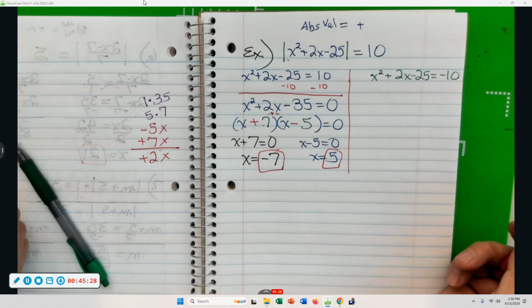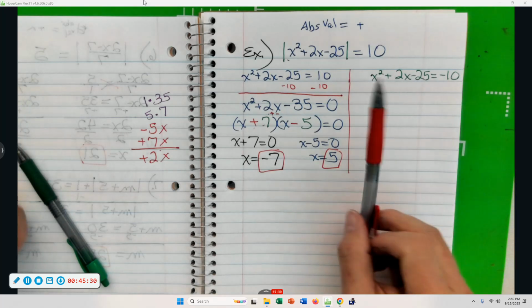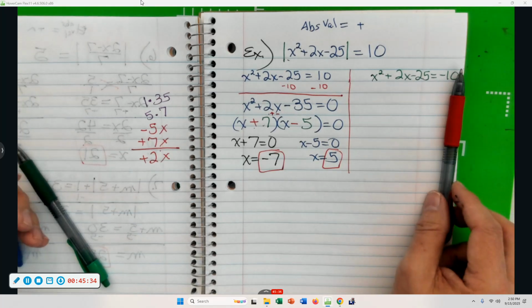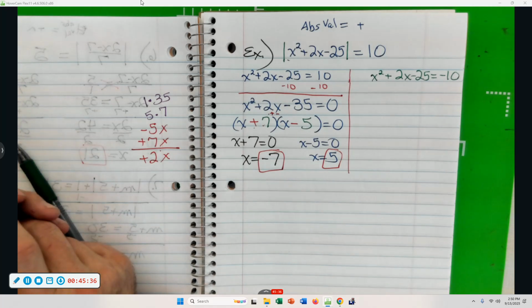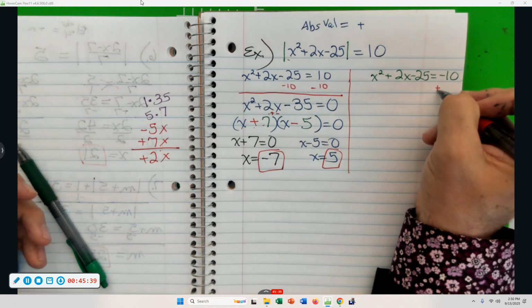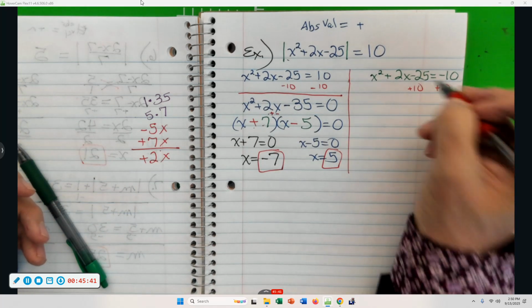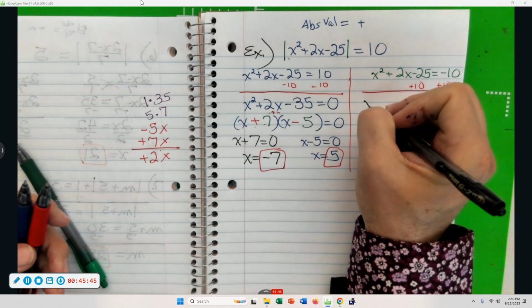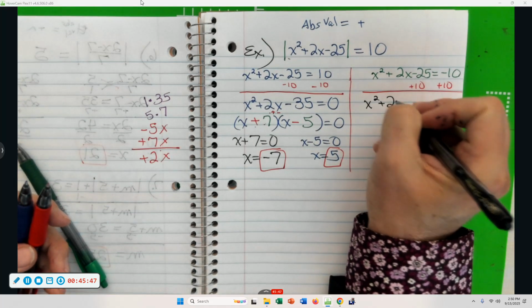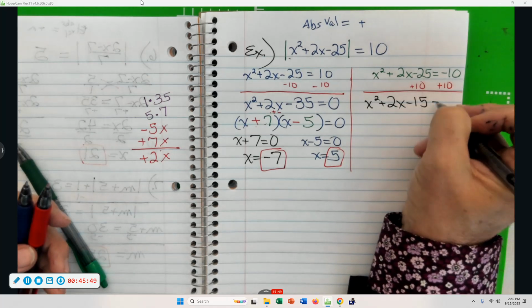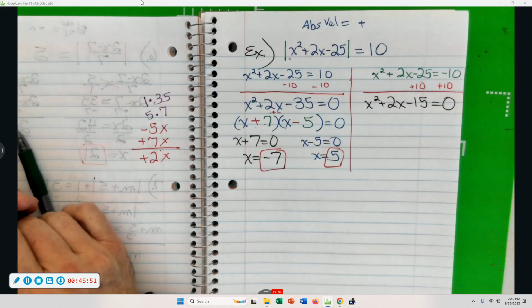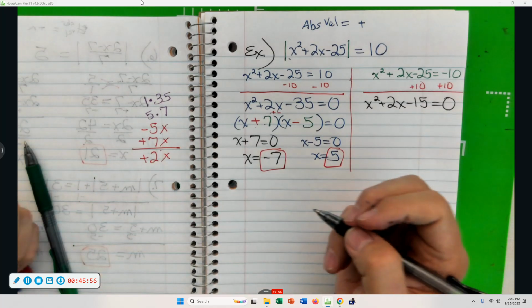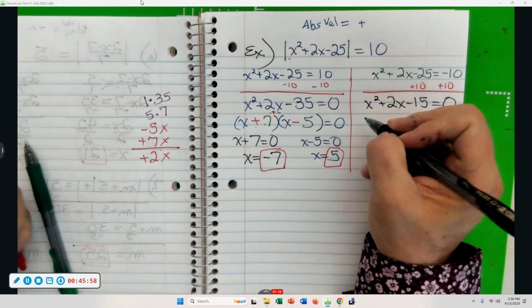Any questions before we continue on? We're halfway through. We got to do the negative possibility. What will I do first? Add the 10 to the other side. Add 10. That gives me negative 15. Okay, so you have x squared plus 2x minus 15 is equal to 0. And I didn't say use the quadratic formula, so it's factorable.